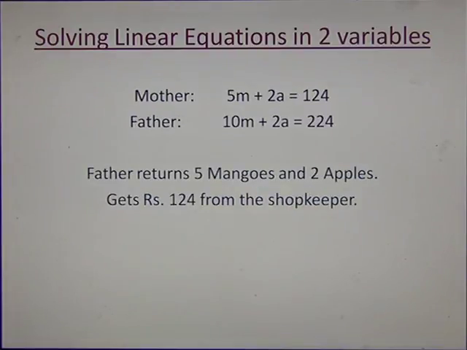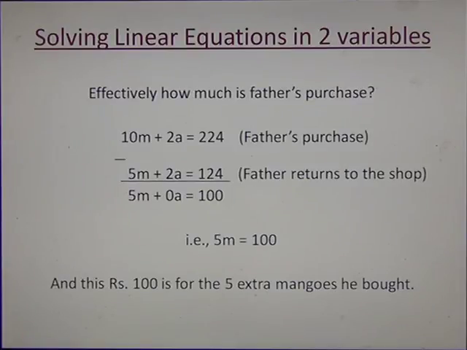So father returns 5 mangoes and 2 apples and he gets back 124 rupees from the shopkeeper because he is returning the fruit. So effectively, how much is father's purchase? Initially he had bought 10 mangoes and 2 apples, and now he is returning back 5 mangoes and 2 apples. So effectively he is buying only 5 mangoes and he had paid 224 rupees and he is getting back 124 rupees. So effectively he has paid only 100 rupees. So these 100 rupees are the cost of the 5 mangoes.